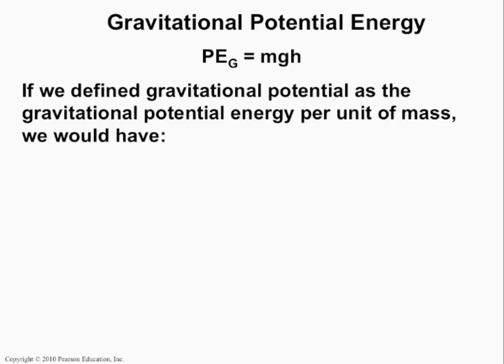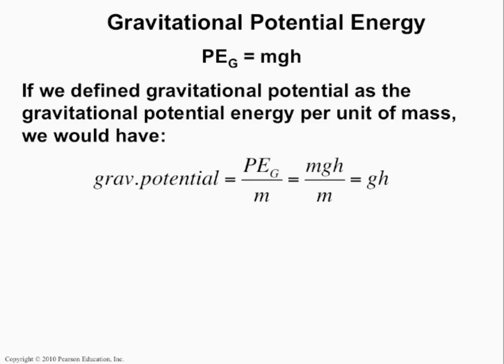Now, gravitational potential energy is something that we're already familiar with, but let's just do a quick review on it. So PEG, or gravitational potential energy, equals mgh. If we define gravitational potential as the gravitational potential energy per unit of mass, we would have gravitational potential equals PEG over m, which is mgh over m, and that's just gh. All right, now you might be saying, hold on a second, we never learned about gravitational potential. And that's because it doesn't exist. There is no such thing as gravitational potential as far as what you'll see in your physics book. It's not something anyone talks about.